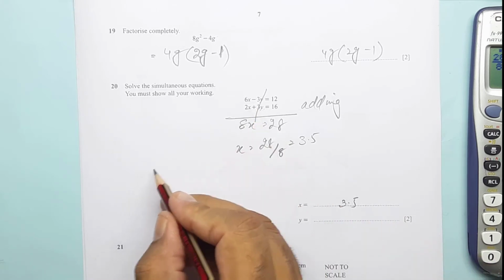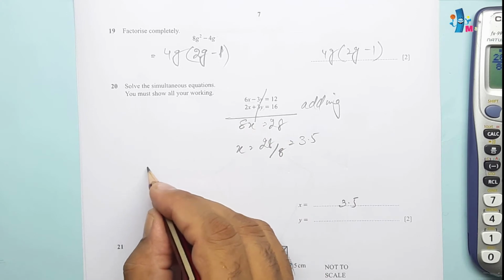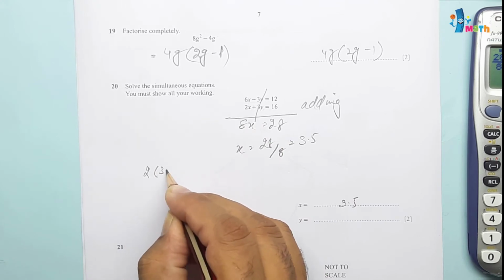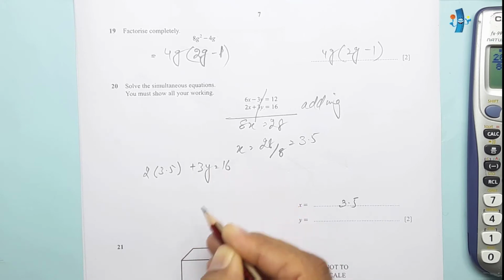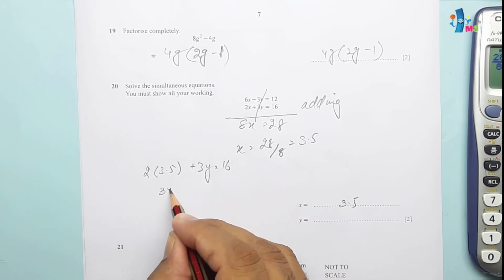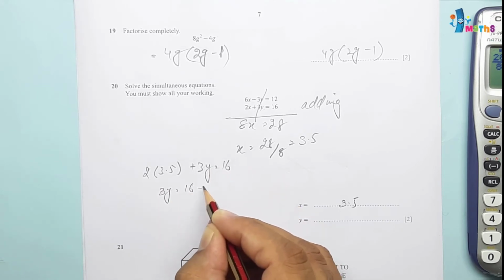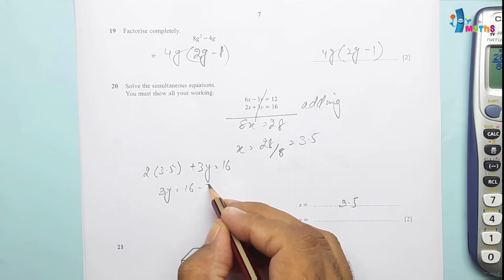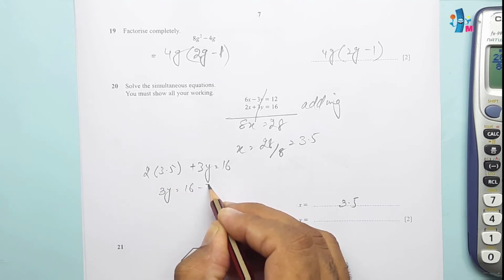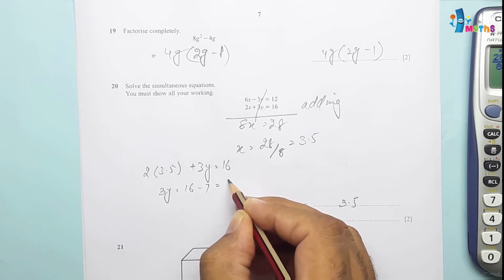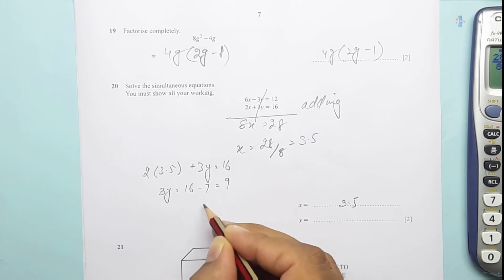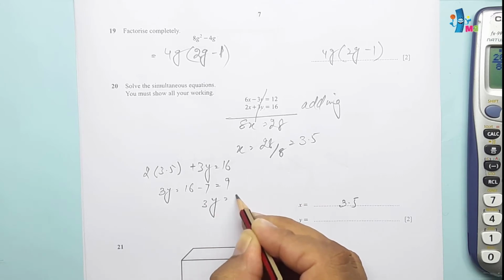We can use any of these equations. I'm using the second equation. 2 into 3.5 plus 3y is equal to 16. This implies 3y is equal to 16 minus 2 into 3.5, which will be 7. So 16 minus 7 will be 9. 3y is equal to 9.